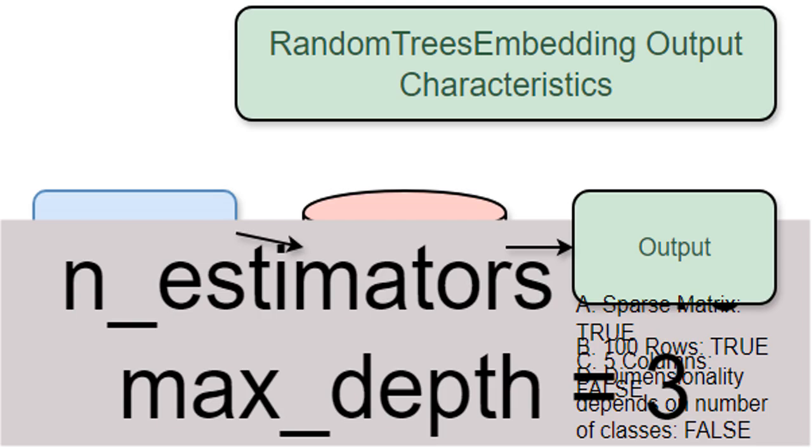Here, I'm setting up the RandomTreesEmbedding function. N_estimators means I'm using 10 separate decision trees in this process. Max_depth sets a limit on how deep each tree can grow. It's set to 3. This helps to prevent overfitting. Think of it like building 10 relatively shallow trees.